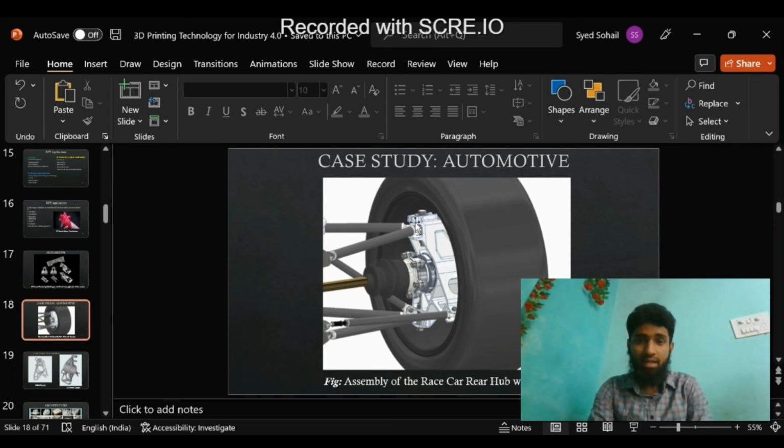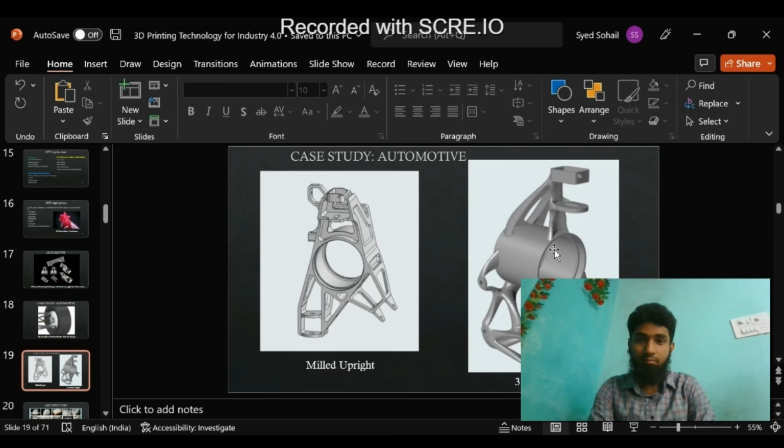In automotive as well, to create that complicated hub and avoid complicated milling, they produce this 3D printed upright. You can see the geometry. The design freedom that we get with 3D printing is also of significance, and even the material used is reduced, because you can have geometries which are not possible by conventional means. You cannot produce this kind of component by subtractive manufacturing, for example, or even forming, etc.